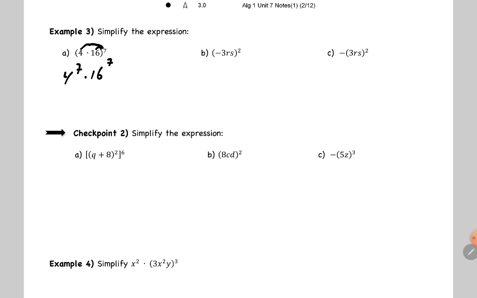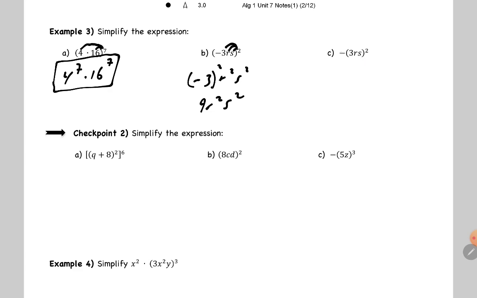Negative 3RS. So this time we have three things being multiplied together. So this is going to go to everything. So this is negative 3 squared, R squared, S squared. Now you could probably do negative 3 squared, which is 9. And that would be the most simplified there. So just to make note, the most simplified actually for part A is probably to multiply this out in a calculator. But for right now, we're just practicing this idea.